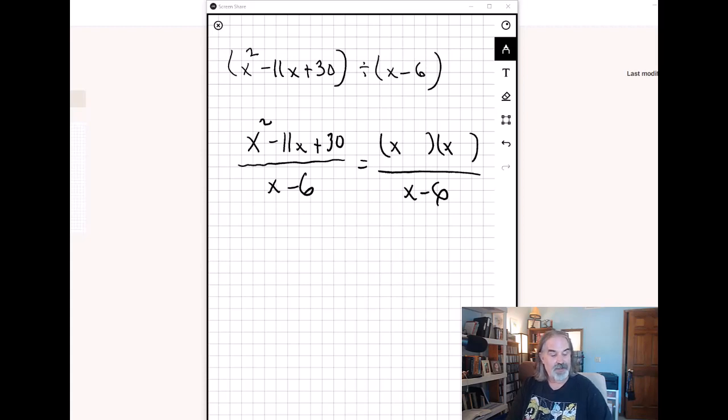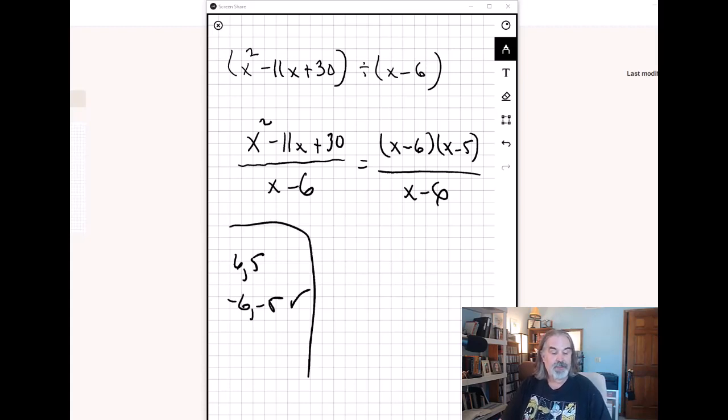So like if I took 6 and 5, that product would give me the plus 30. But when I added up 6x plus 5x from those cross terms, I would get positive 11x. Okay. How about negative 6 and negative 5? Again, that product is positive 30, and now the sum of those is going to be negative 11. So x minus 6 times x minus 5 is the factored version of x squared minus 11x plus 30.